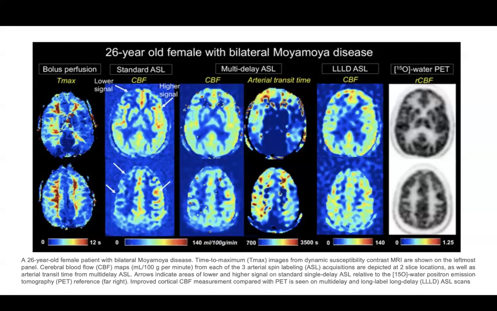With a single delay, we can measure only the CBF, not the CBV. CBV cannot be measured, sir. With multi-delay, you can see that arterial transit time can be calculated, but that is more an index, rather than directly comparable to CBV or mean transit time.